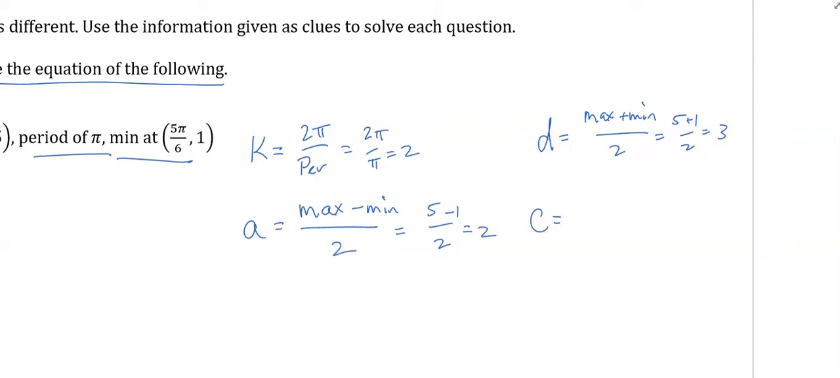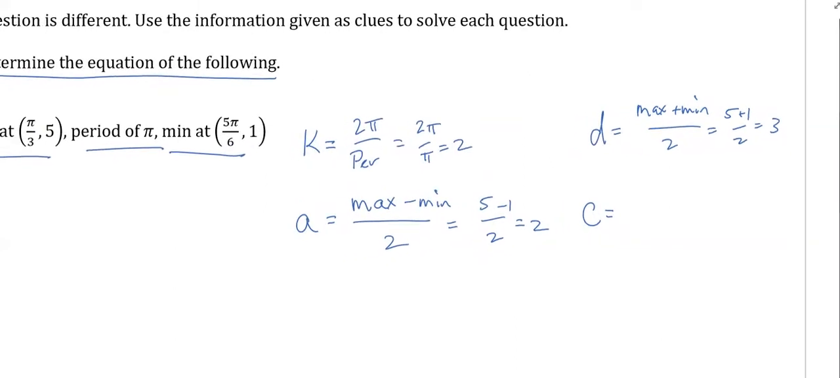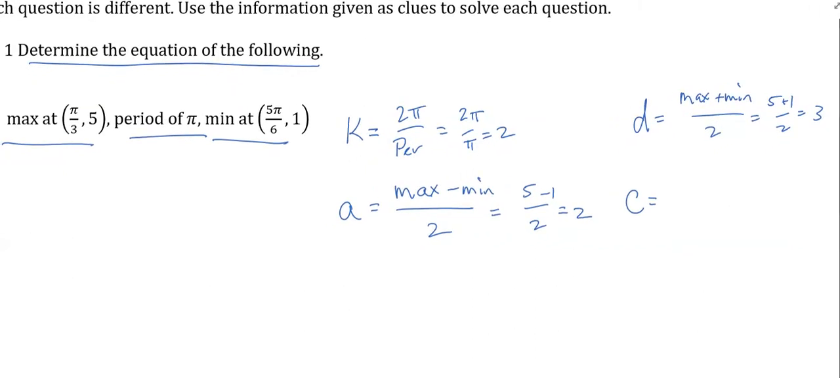Isaac. The C value would be pi by 3. Why did you pick that? Because period's pi, and max is the second. Oh wait, sorry. So pi by 3. Which graph are you thinking of? What are you picturing in your head?